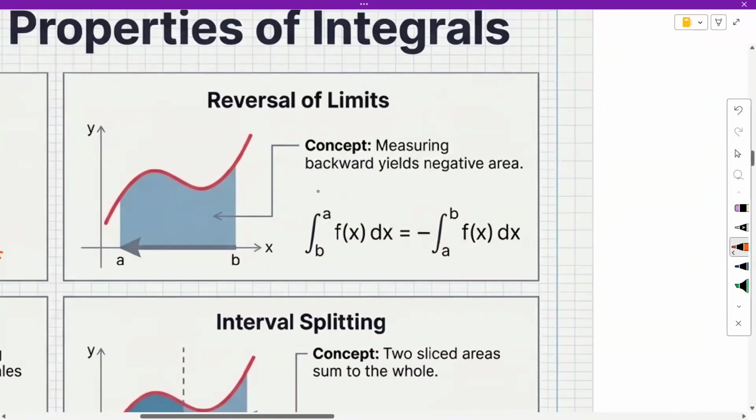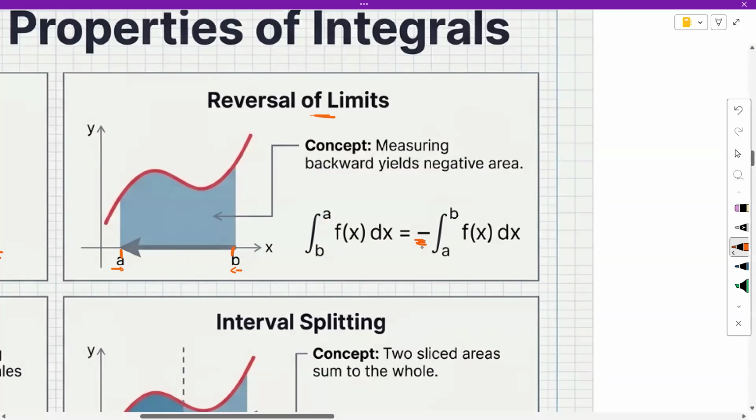And rule number 3, reversal of the limit. Normally we find the area from lower limit to upper limit. So A is a lower limit, B is an upper limit. This is the standard form. Say this is AB, the area under the curve is this. If we reverse it, we get the negative value.